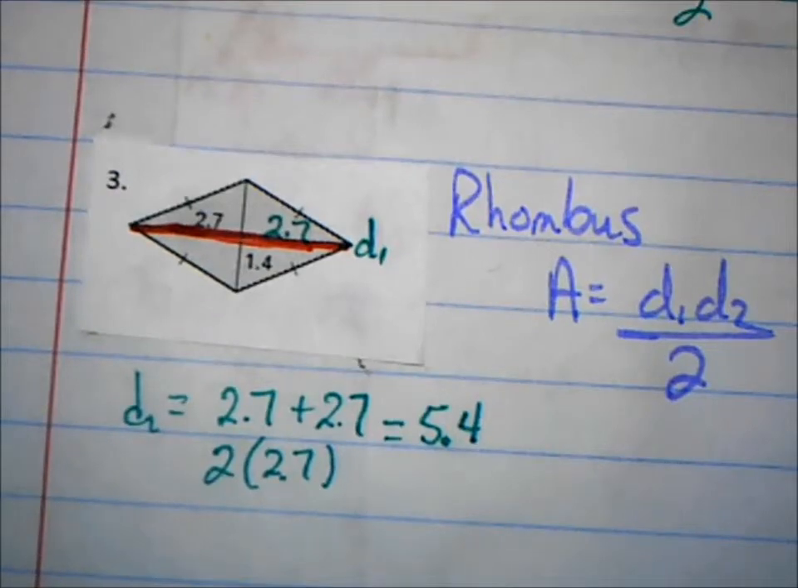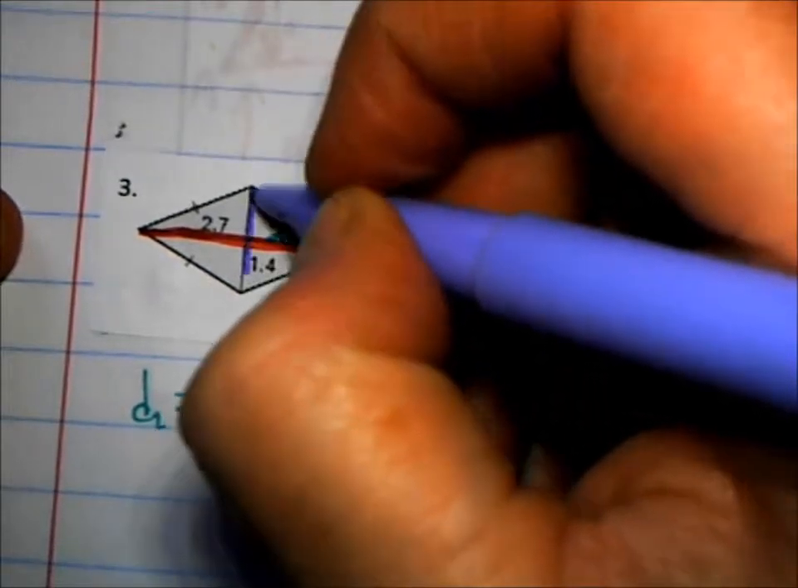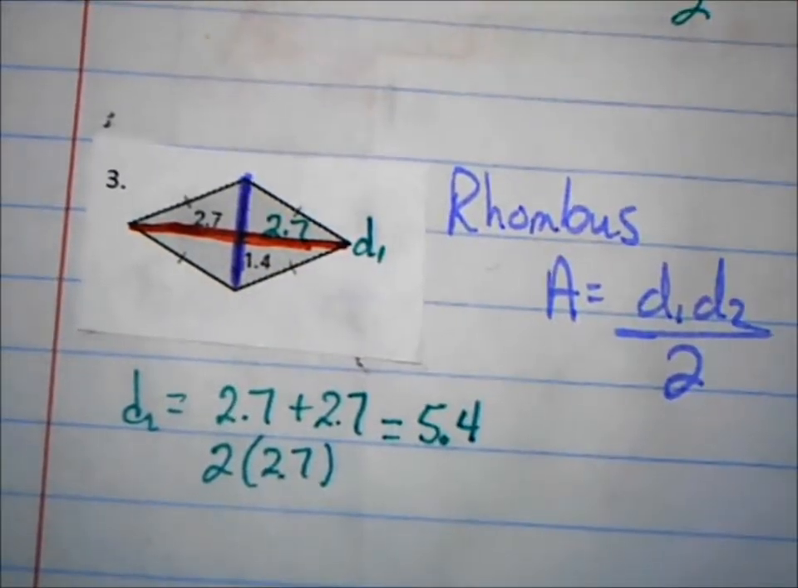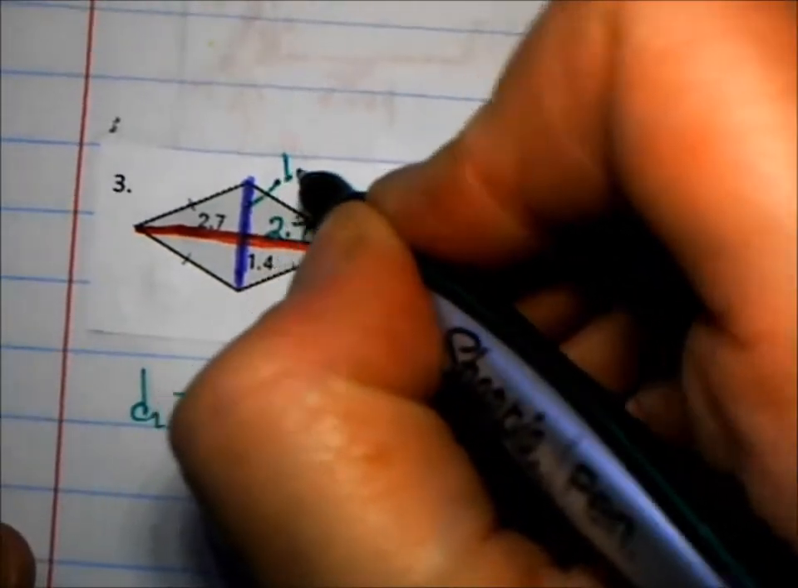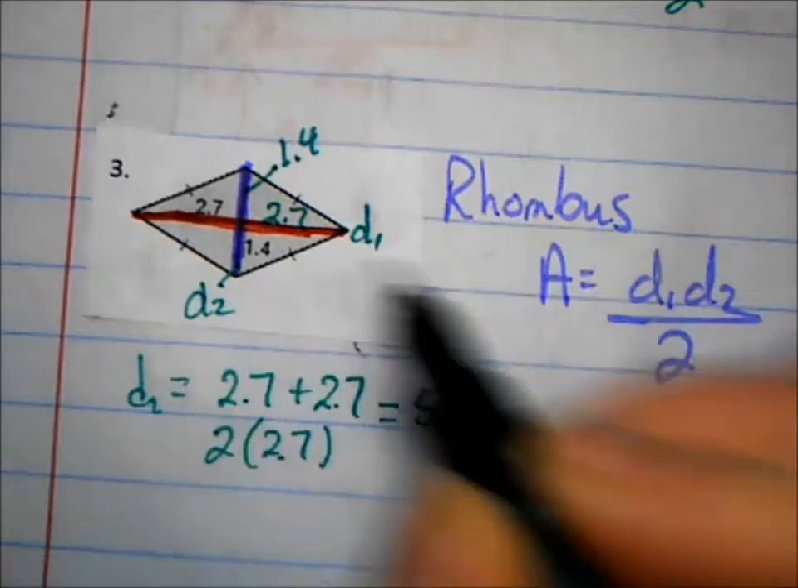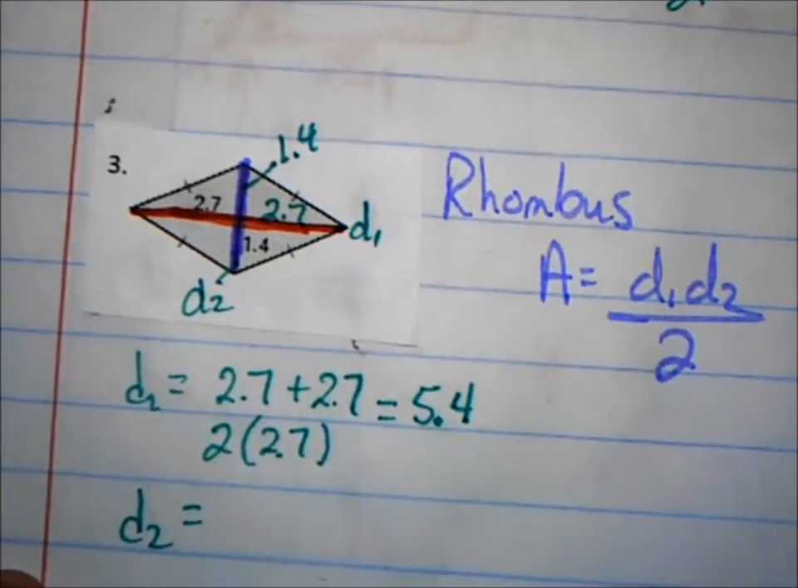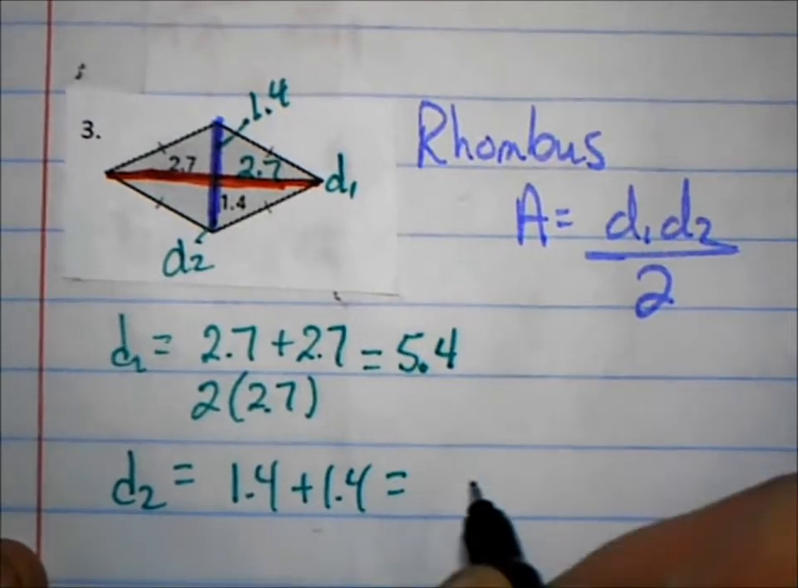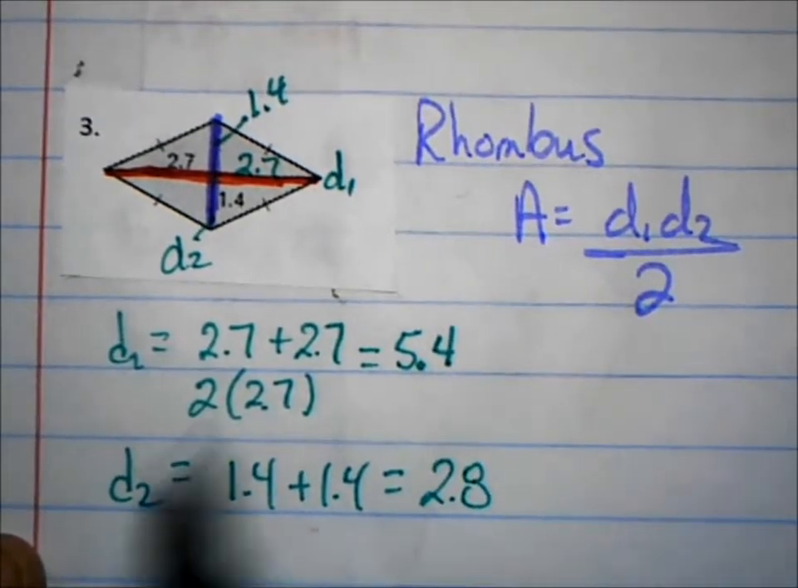Okay. If I go the other direction, the bottom is 1.4. That means this top section here is also 1.4. I'm going to label this one my D2. That means D2 is going to be 1.4 plus 1.4, which is 2.8, my second diagonal.